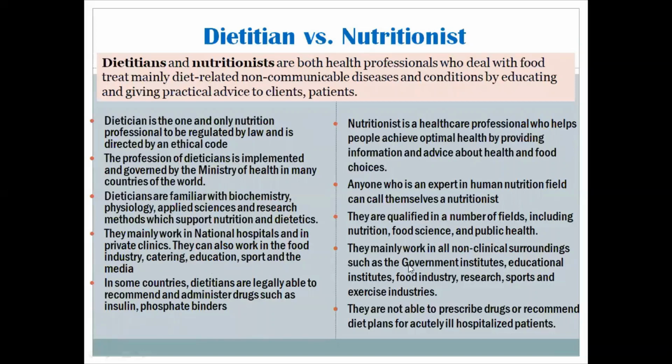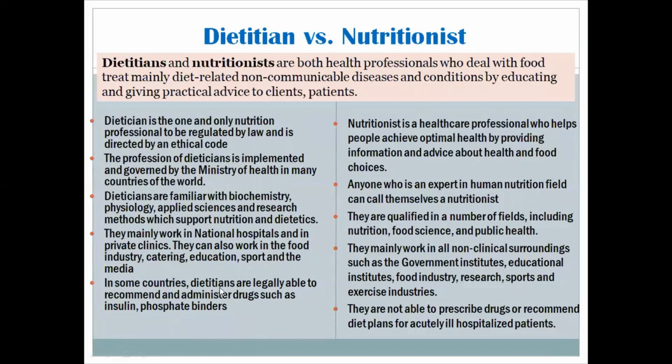ये जो nutritionist हैं, they can work anywhere. They can also have their own clinics. वहाँ पे भी काम कर सकते हैं. They also can work in collaboration with any industry, any company. कहीं किसी के साथ भी वो काम कर सकते हैं to give them the advice.